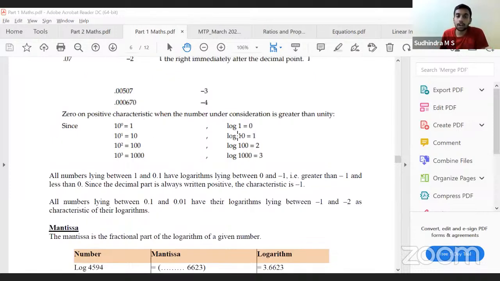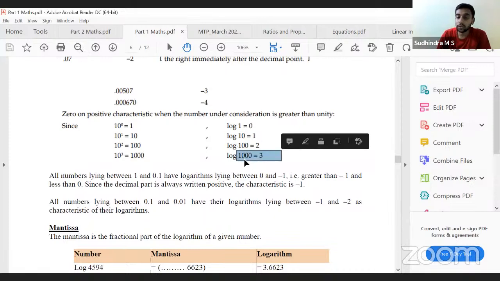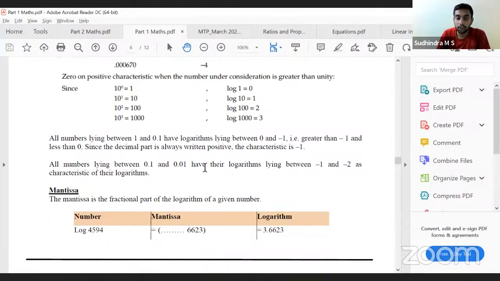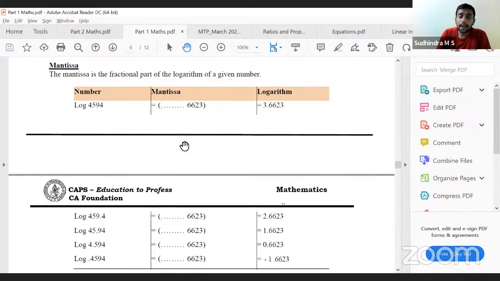And log 1 will be 0, log 10 is 1, log 100 is 2, log 1000 is 3. Log 1 will always be 0, and these are just the extension of the number, and hence we have to just get the characteristic. The mantissa would not be there. Mantissa would always be the decimals.